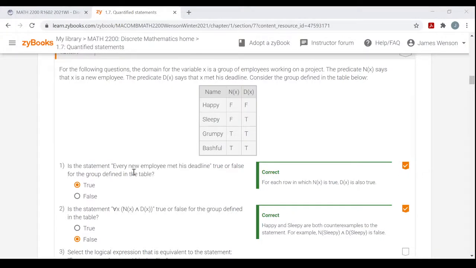So that means that the statement in number 1, every new employee met his deadline, and this statement in logic here, these are not logically equivalent, right? Because they do not have the same truth value.